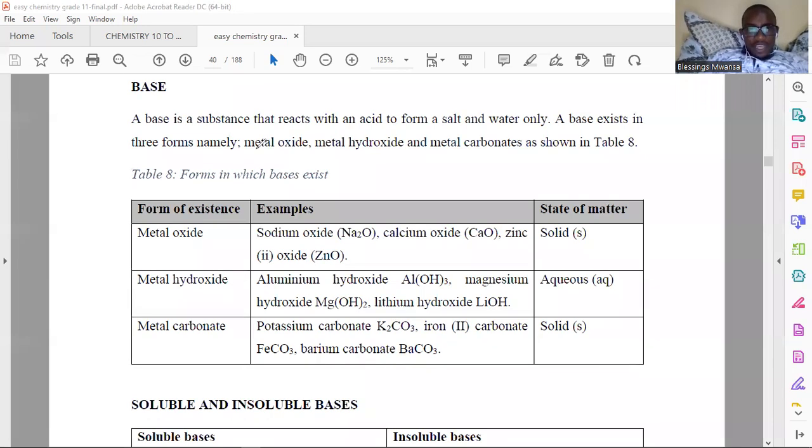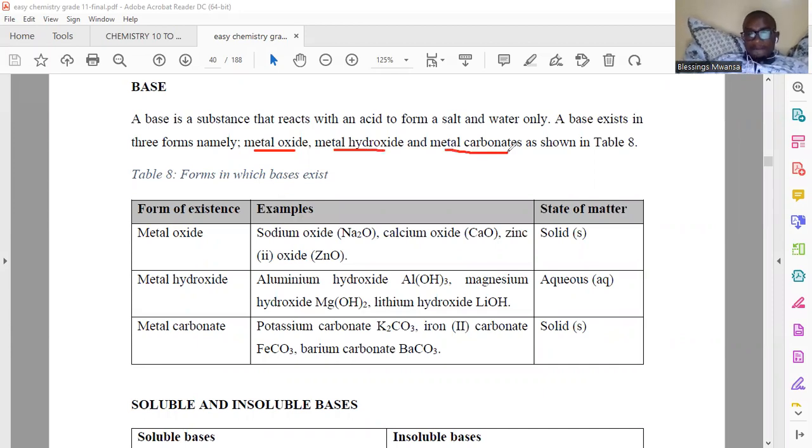We have a base which is a metal oxide. We have a base which is a metal hydroxide. And we have a base which is a metal carbonate. These are the three forms in which bases exist. What do they mean when they say a metal oxide? A metal oxide is when a metal is combined with oxygen.